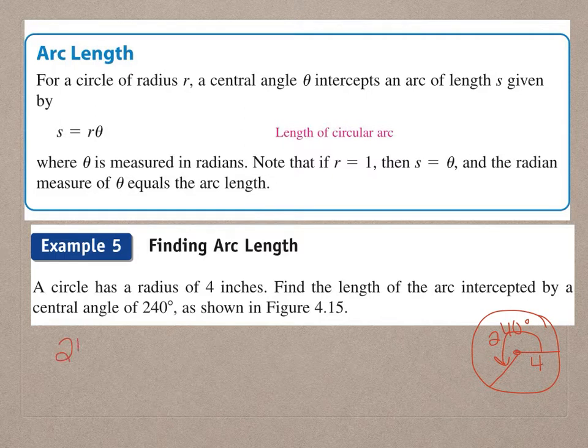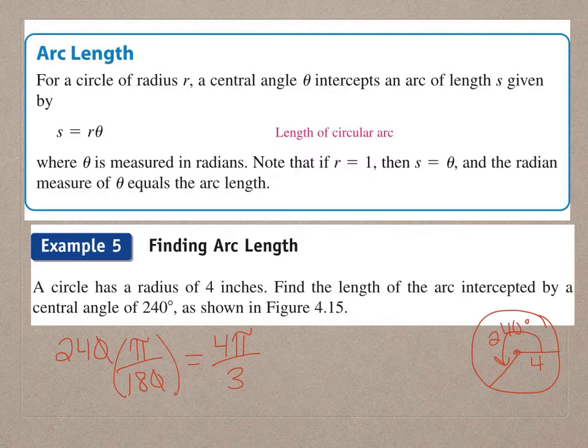If you have 240 degrees and you want to convert to radians, you want to multiply by pi over 180. Zeros cancel. 24 and 18, well 6 goes into both of those. 6 goes into 24 4 times, 4 pi, and into 18 3 times. So our angle in radians is 4 pi over 3.